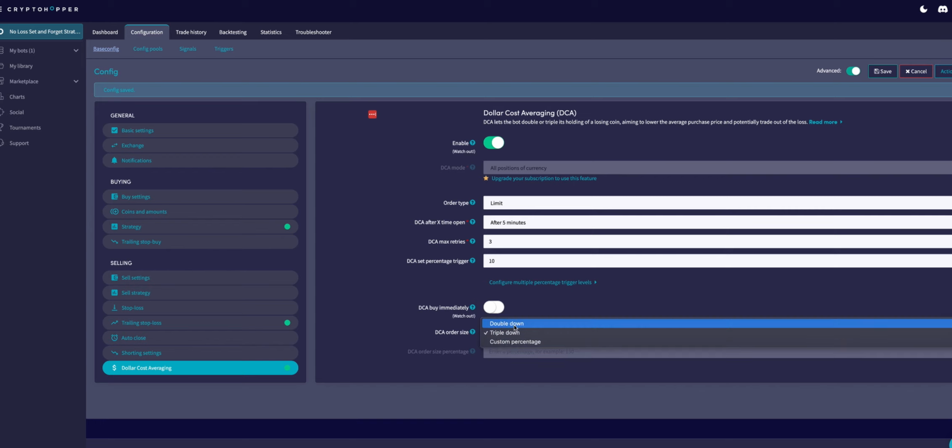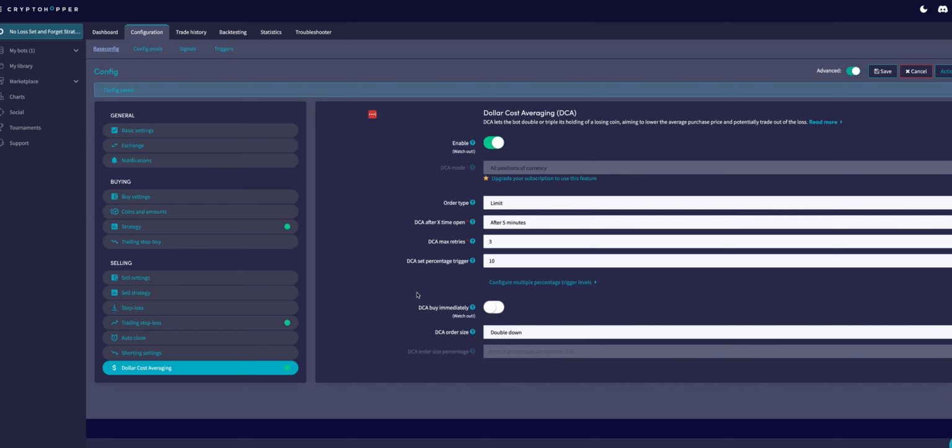And what you can do is double down. You can do a custom percentage. I usually double down. And so what that will do is lower the cost that you spent per token. Let's keep our scenario of $1.90. It'll lower the cost of the token to about 95 cents. So this is a great way to bring your cost down.